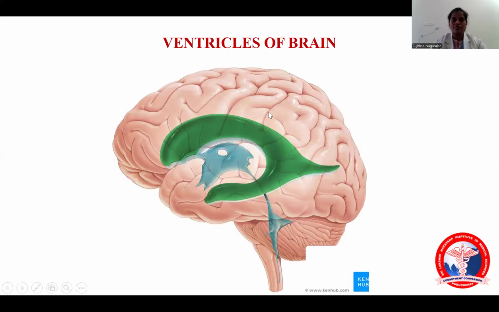Now in this picture we can see the C-shaped lateral ventricle. It is greenish in color. So each lateral ventricle is present within each cerebral hemisphere. So these are the lateral ventricles. Then we have the third ventricle, which is present between the two thalamus. Then we have the fourth ventricle, that is the cavity of hindbrain. So we can see the lateral ventricle, then the third ventricle, then the fourth ventricle.